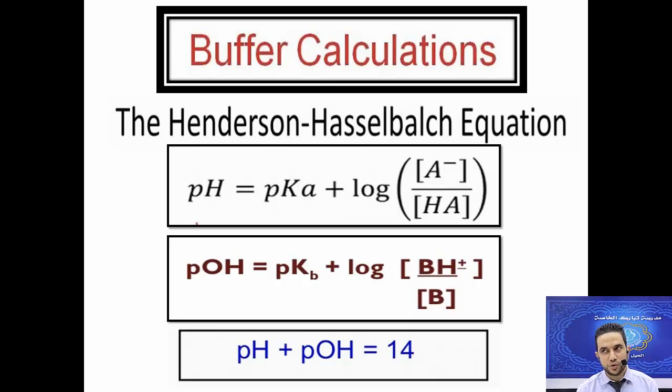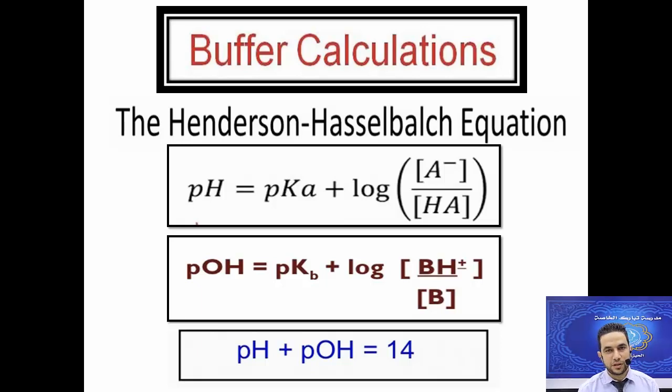After that, what are the buffer calculations? How can I calculate pH for buffer solutions? We have more than one method to calculate pH for a buffer solution, but the Henderson-Hasselbalch equation is the easiest. How can I calculate pH in an acidic buffer? pH equals pKa plus log A negative, the negative part from the salt, divided by the concentration of the acid. So you can write log the concentration of salt over the concentration of acid, and pOH in basic buffers equals pKb plus log the salt over the base, salt over the base.